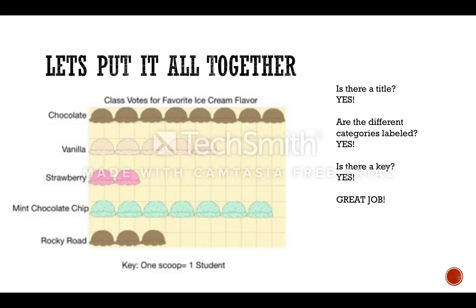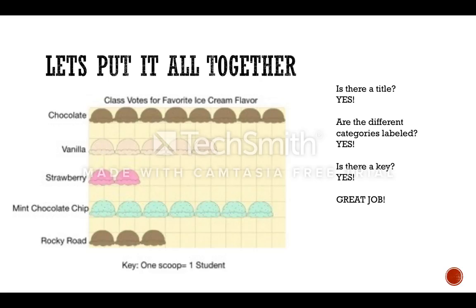Let's look at the strawberry ice cream. So if we had our key representing 2, how many students would have voted for strawberry? I'll take a second. You guys can figure that out. Pause it if you need to. All right, but please remember that now it is 2 students.